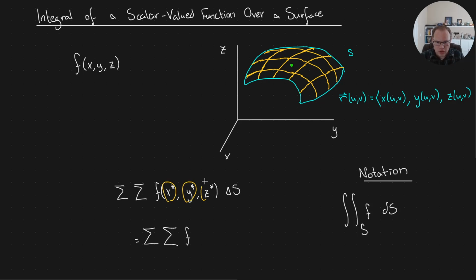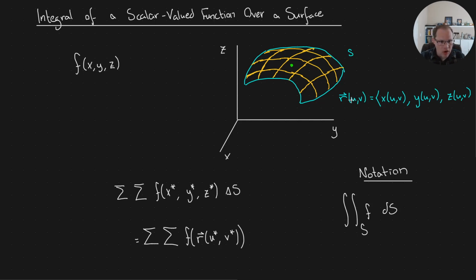Our x star, our y star, our z star, we can find that point using our parameterization. There is a particular u and a particular v that would give me that point on our surface, right? So I'm going to plug in u star, v star, and then we need to find the surface area here.